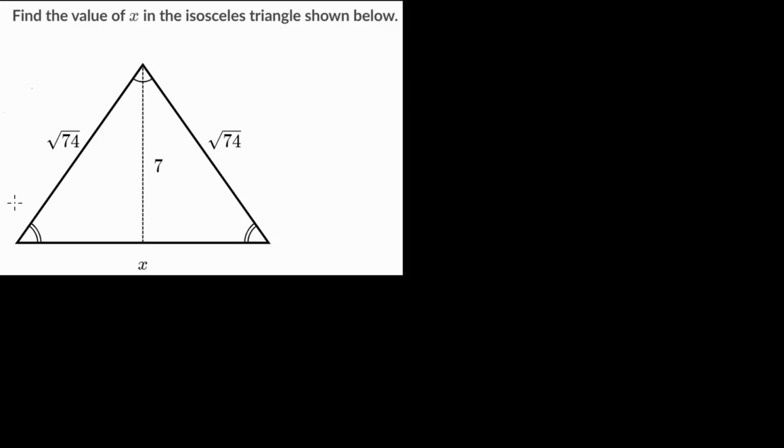Now, the key idea to solving this type of problem is to realize that these two triangles are actually congruent to each other. Since this dashed line here is the altitude of this isosceles triangle, and the altitude of an isosceles triangle forms right angles here, and it actually splits this top angle into two equal angles.